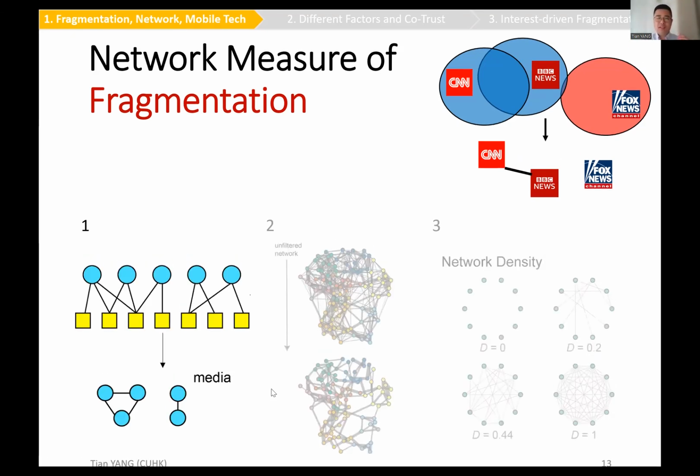First, we build a network with nodes as outlets and edges as duplicated audience, as shown in the lower part of the figure here. This could be seen as a projection of a bipartite network between outlets and audience, which is represented in the upper part of the left figure, okay? The blue circles refer to media outlets, and the yellow rectangles refer to news consumers.